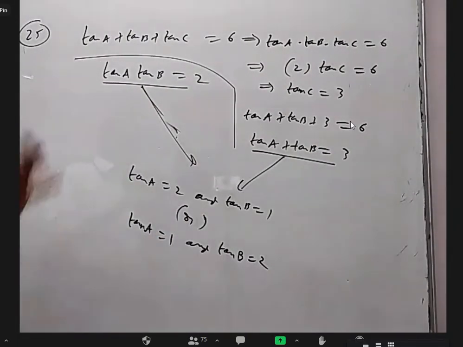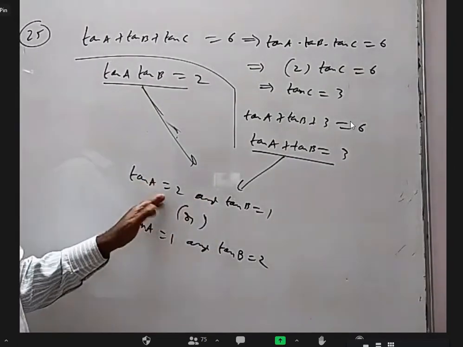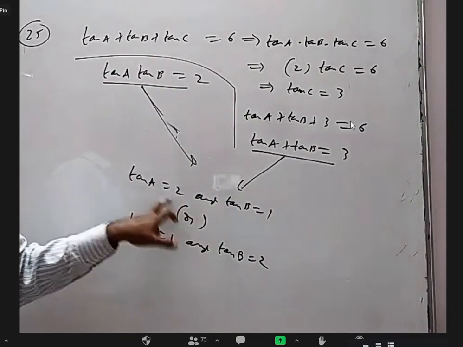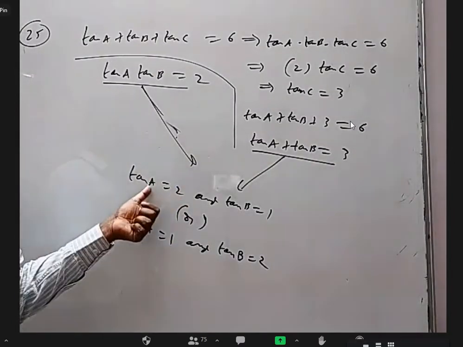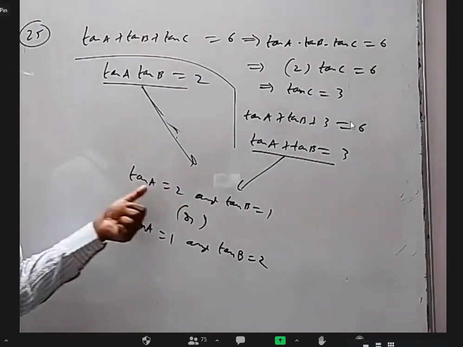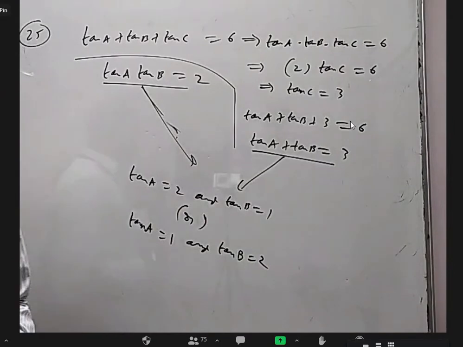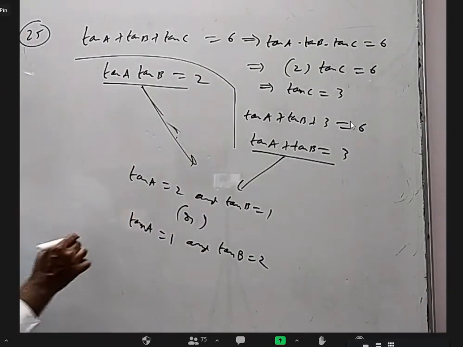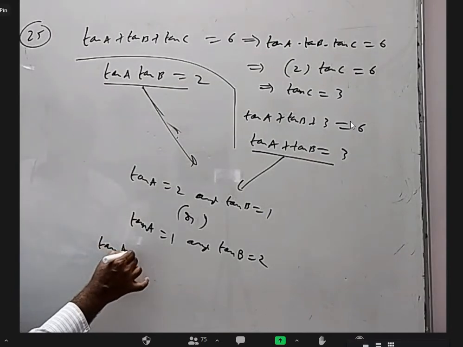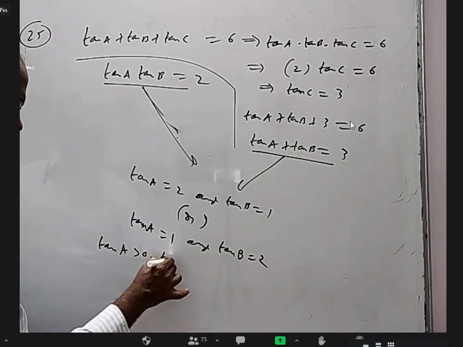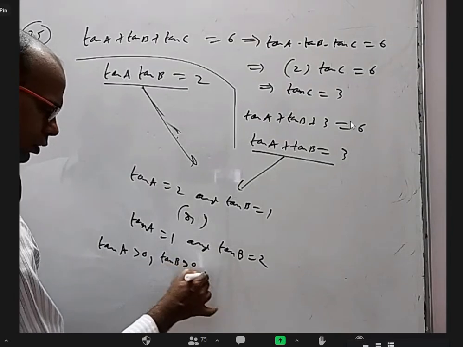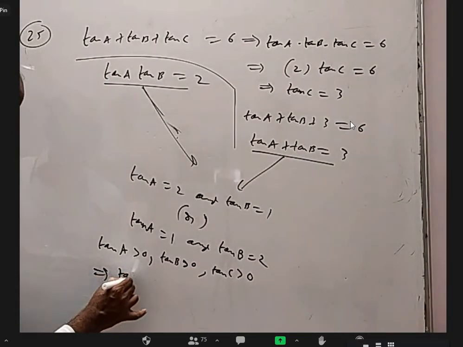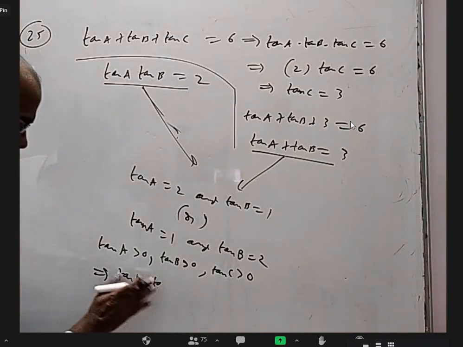So we got 3 values: tan A, tan B and tan C are each some number. When angle A is acute, tan A will be positive. When A is obtuse, tan A will be negative. Tan A, tan B, tan C all positive means all 3 angles are acute angles. Tan A greater than 0, tan B greater than 0, tan C greater than 0 implies angles A, B, C are acute.